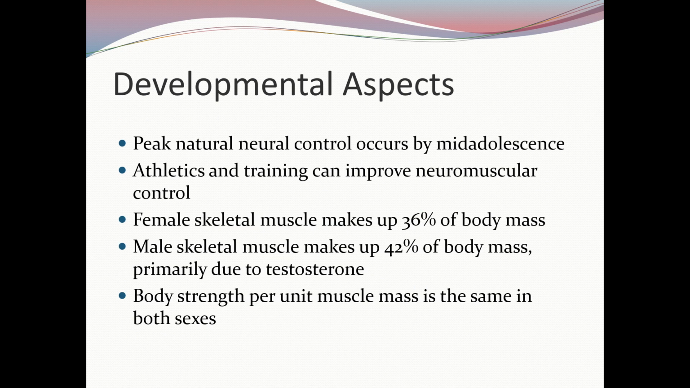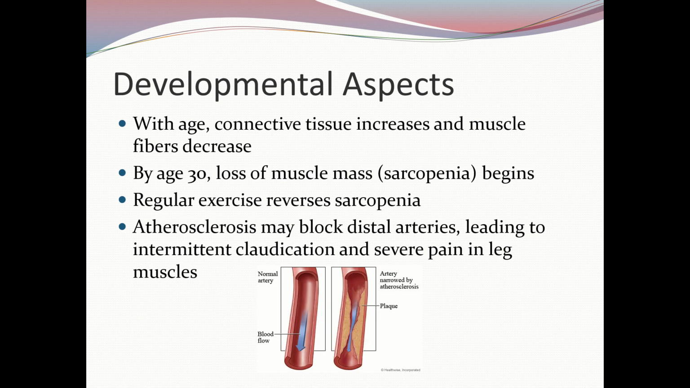Peak natural neural control will occur by mid-adolescence. Athletics and training can improve neuromuscular control. In a female, the skeletal muscle mass will make up about 36%. In a male, skeletal muscle mass will make up about 42%. And this is primarily due to higher testosterone levels in the male versus the female. Body strength per unit muscle mass is the same in both sexes. It's just that the males tend to have more of it than females, which gives them that competitive advantage.